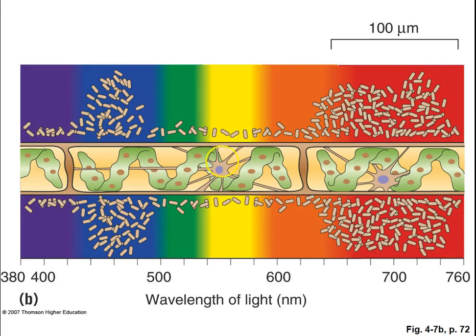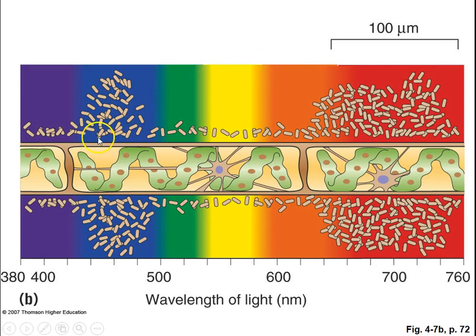So in the late 1800s, a really neat experiment was done to show the relationship between wavelengths of light and photosynthesis. What they did was they took a piece of filamentous algae, laid it out on a microscope slide, and passed the light coming through the microscope through a prism, which broke the light up into its different wavelengths, which we see as these different colors.